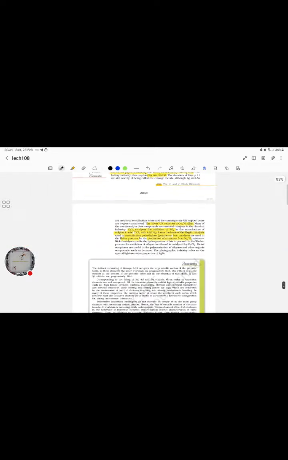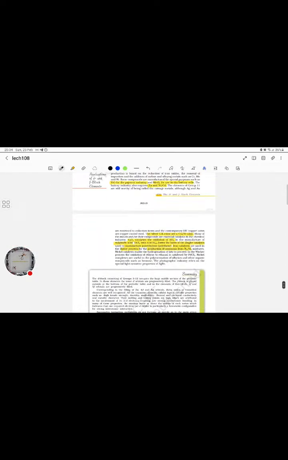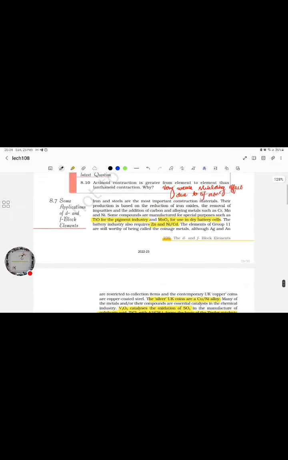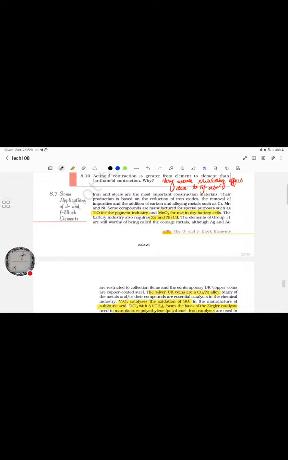Now we are entering into the final part of this particular chapter and then we will wrap up our session. So iron and steels are most important construction materials. Their production is based on the reduction of iron oxides, the removal of impurities and the addition of carbon and alloying metals such as chromium, manganese and nickel. That is, iron and steel are important construction materials. In places like these, the use of iron is very, very essential, they say.